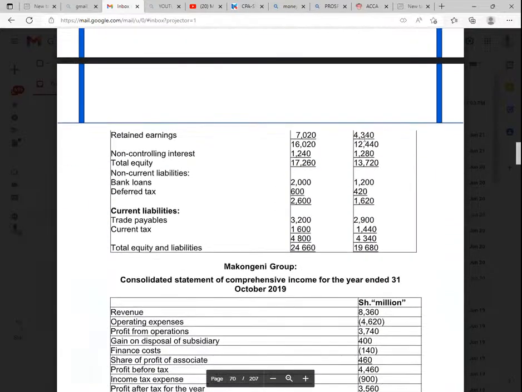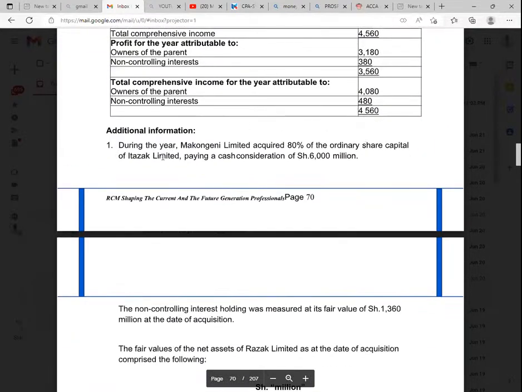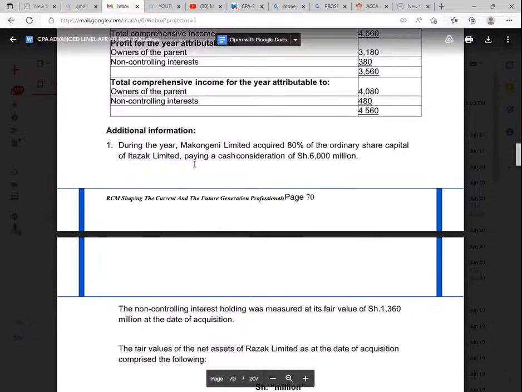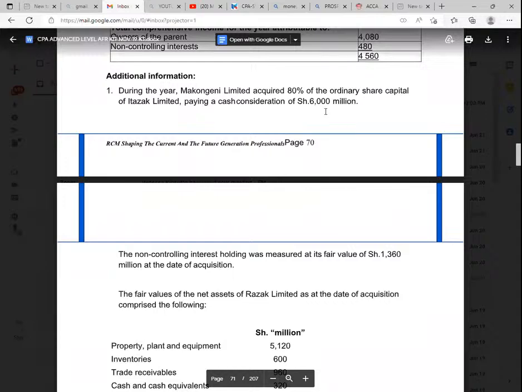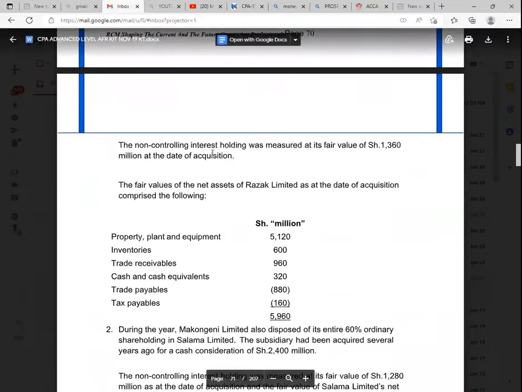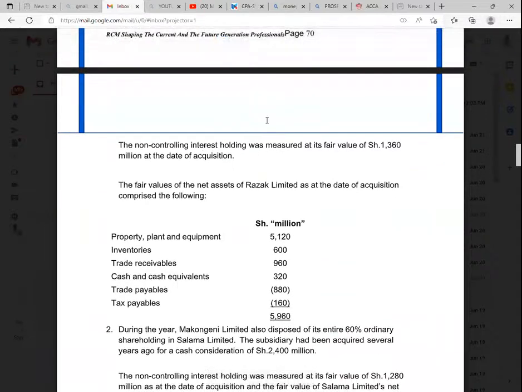So what are they telling me, ladies and gentlemen? Note number 1: during the year, Makongeni Limited acquired 80% of the ordinary share capital of Itazaki Limited, paying a cash consideration of 6,000 million. The NCI was measured at its fair value of 1360 million at the date of acquisition.